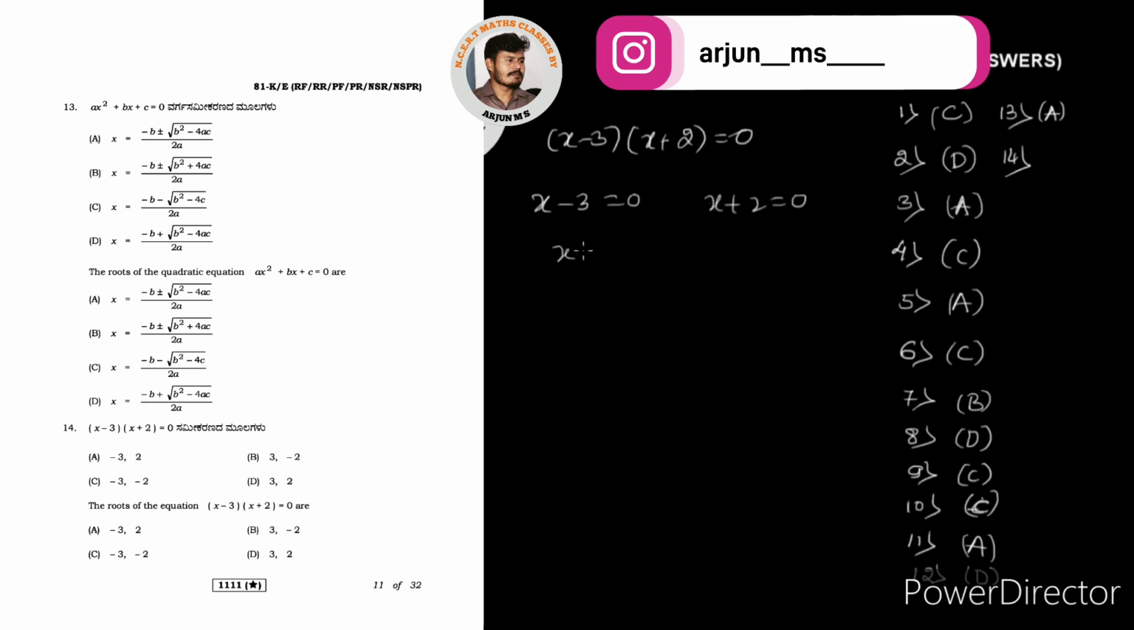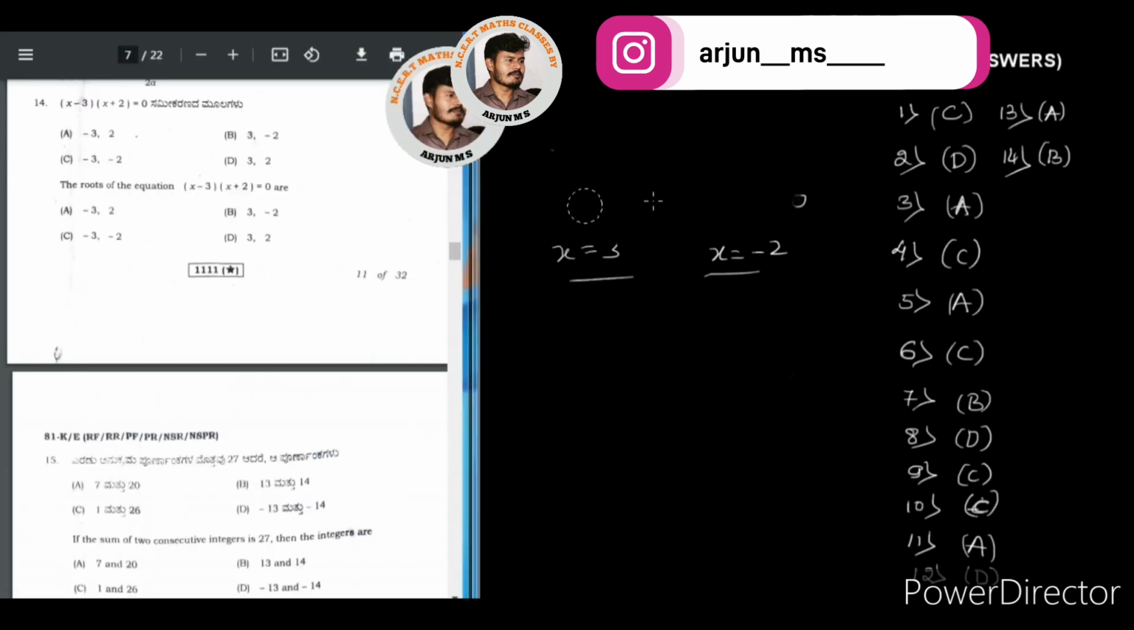Now x is equal to 3 and x is equal to minus 2 are the two roots of the given quadratic equation. So that's why 3 and minus 2 are the answer. So option B is correct, 3 and minus 2. So next question, that is the 15th question.